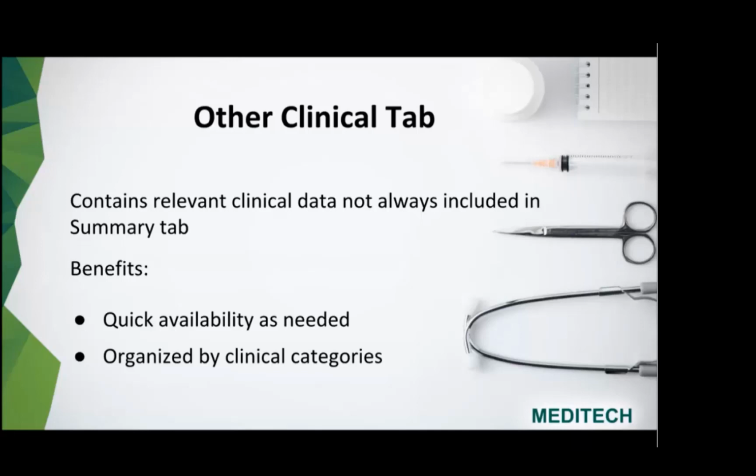The Other Clinical tab of the chart houses lists of patient-level data. Data in this tab may not need to be reviewed on a daily basis, but is available for the provider as needed. Some data, such as allergies and special indicators, may also be available elsewhere in the chart.